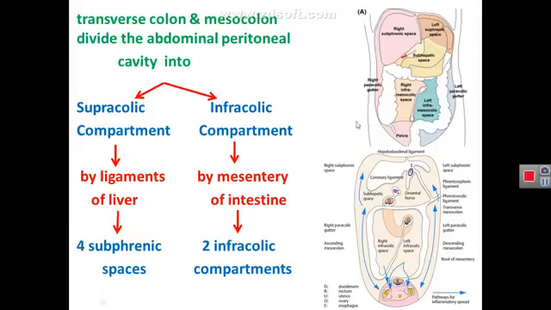Another way of classifying the peritoneal cavity, other than greater sac and lesser sac, is the following. Consider the attachment of the transverse colon and the transverse mesocolon to the anterior aspect of the pancreas. As you can see here, this is the root of the transverse mesocolon. It is attached to the anterior aspect of the pancreas. This is the duodenum, and the pancreas lies in the C of the duodenum. So you can see that the root of the transverse mesocolon is attached to the anterior aspect of the pancreas.